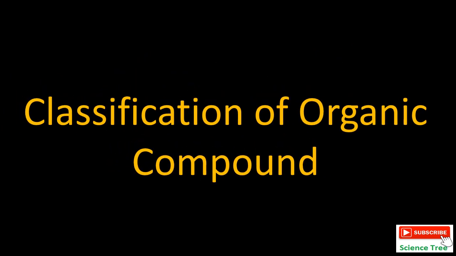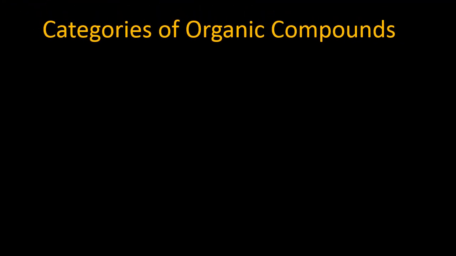Today's topic is classification of organic compounds from class 10th, chapter number 11. Before diving into the topic, what are organic compounds? Organic compounds are the compounds in which carbon is covalently linked with other elements, like hydrogen, oxygen or nitrogen, and so many else. As we know, a number of organic compounds are present, so we have to classify them, because classification makes it easy to study and easy to memorize things.